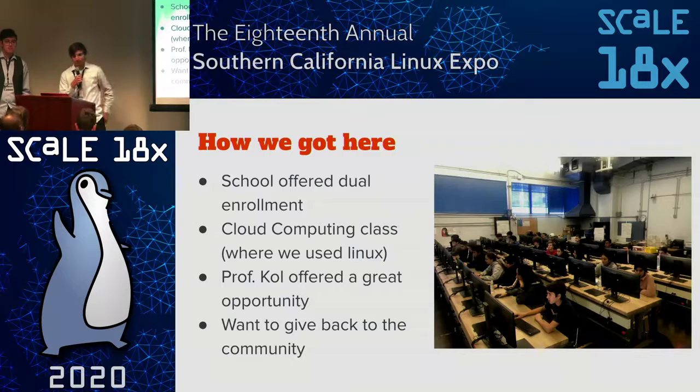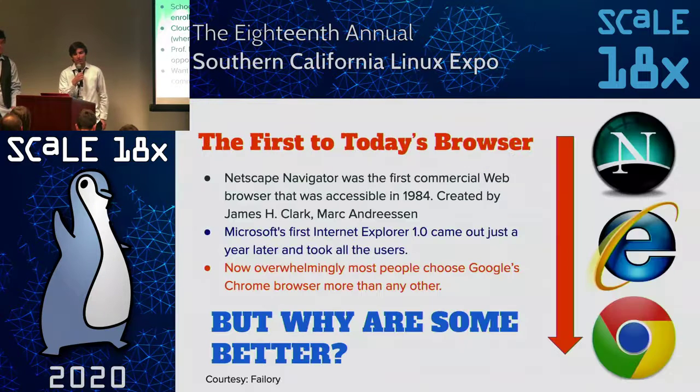Now let's talk about how we got here. Like we said, we are dual enrolled at our school. We had this dual enrollment opportunity where after school we get to stay on campus, and our Professor Cole will come and teach us about this cloud computing class, where we use Linux and other open source, and learn how it works and the ins and outs. And while we were there, our professor gave us a great opportunity to speak here, and we were able to talk about anything we wanted about open source, and that would be a great opportunity to give back to the community, where we use pretty much all of our stuff from the internet.